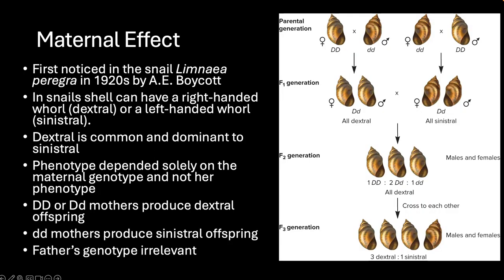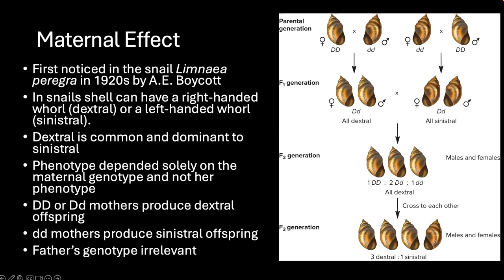The effect was first noted in snails. Snails and other gastropods that have a twisted shell show either a right-handed whorl, which is called dextral, or a left-handed whorl, which is called sinistral. Dextral is by far the most common and is dominant here. However, when we observe the inheritance patterns of the phenotypes, we see that the phenotype of the offspring is not related to its genotype, but rather to the mother's genotype.